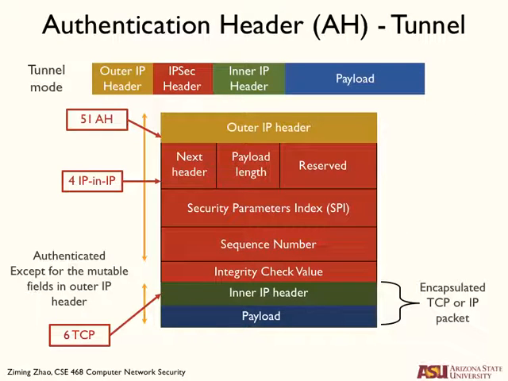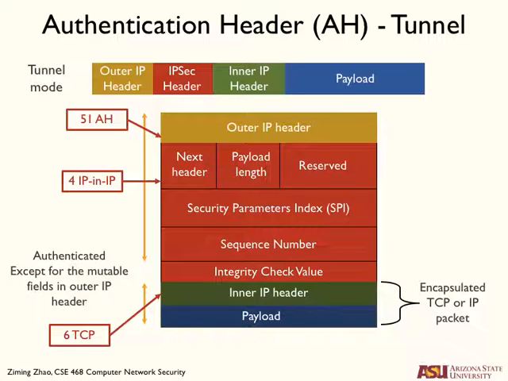So we can also use this authentication header protocol in the tunnel mode. So in the tunnel mode, two new headers, one is the new IP header, and one is the IPSec header, will be added before the original IP packets. So in this case, we still have the next header in the IPSec header, and this one specifies what will be the protocol of the payload.